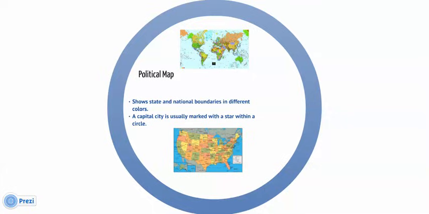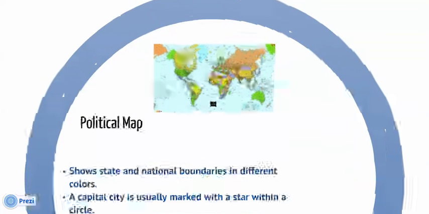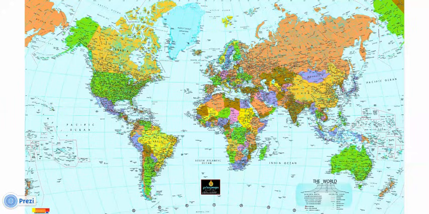And these are political maps. And what political maps do is they show different boundaries for different states or countries. Now a capital city is usually indicated with a star within a circle in a political map. So let's take a peek at a couple of different examples. So again, this is the entire world. So in this map they use different colors to indicate different countries. That's why right around the borders of the United States you can see that it's a distinct land versus Canada or Mexico. You could go over here in Asia and say the same thing. You can see the difference between the country of China versus Mongolia based on the color.